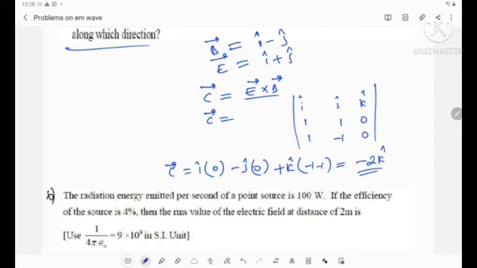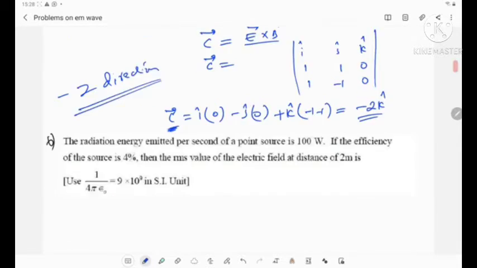Therefore, here the wave is traveling along minus k cap. Minus k cap is nothing but minus z direction. Therefore, your wave is traveling along negative z direction.